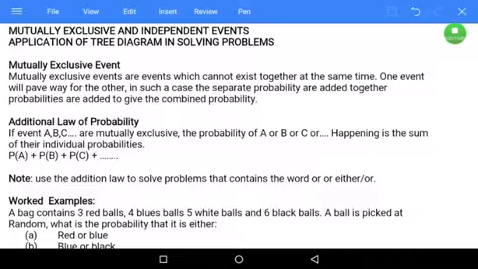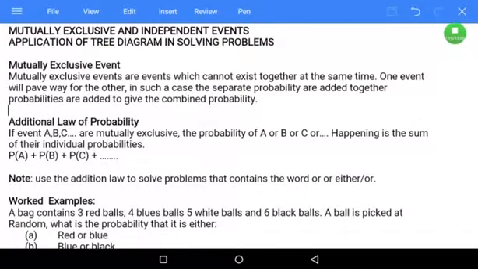Quickly, when we say two events are mutually exclusive, it means they cannot exist together. They can only exist separately. So we use the term or. When this happens or this happens, then these two events, call them A and B, are mutually exclusive when they don't happen together. So one event will pave way for the other. In such a case, the separate probabilities are added together to give the combined probability. When we have two such probabilities that are mutually exclusive, when they don't happen together, we add them together. Under this topic, let's talk about the addition law of probability.